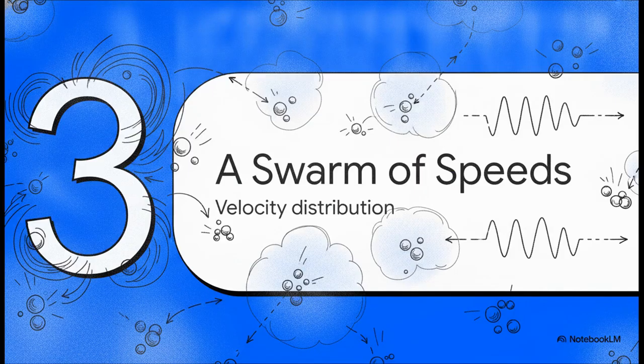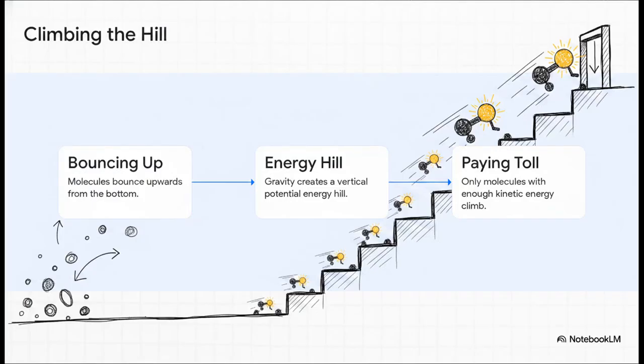Right, let's look at section 3, a swarm of speeds, and talk about velocity distribution. So we've figured out roughly where these molecules are hanging out, but we really need to figure out how fast this swarm is actually moving. We established there are fewer molecules higher up, but wait, don't all molecules eventually bounce upward?